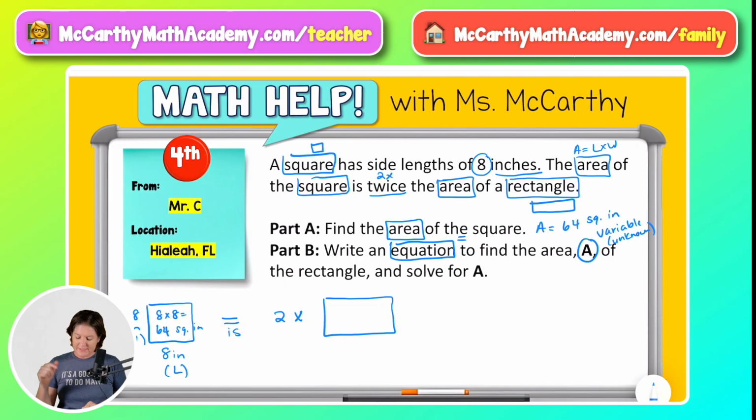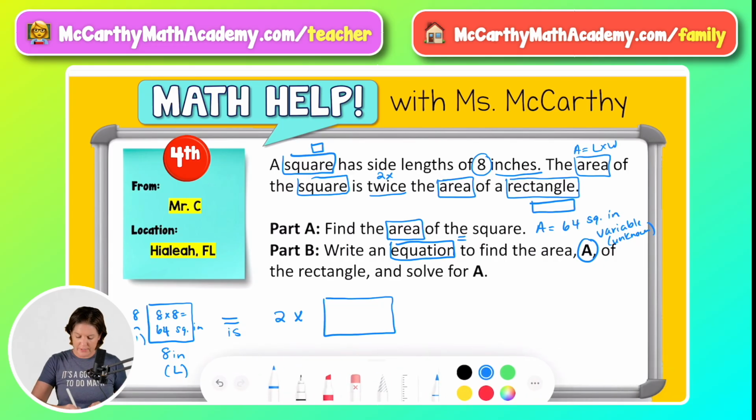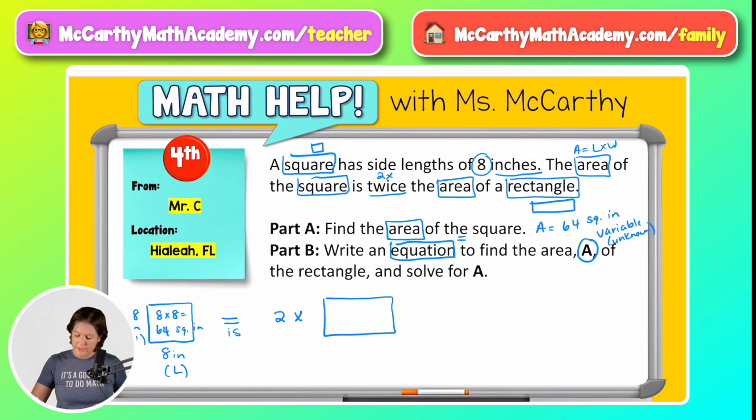Part B, write an equation to find the area of the rectangle. What do we know? We know that the area of the square, I'm going to go and highlight this part because this is important, the area of the square is twice the area of the rectangle. What does that mean? It means that the square is 2 times bigger than the area of the rectangle.